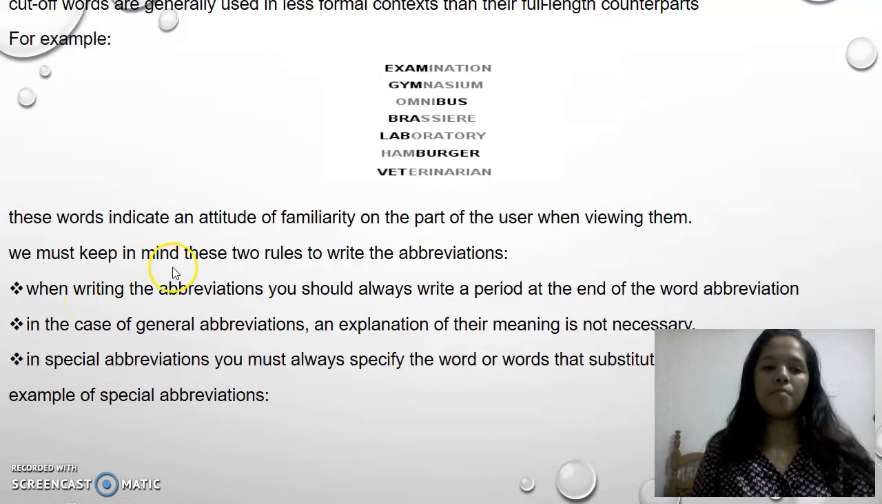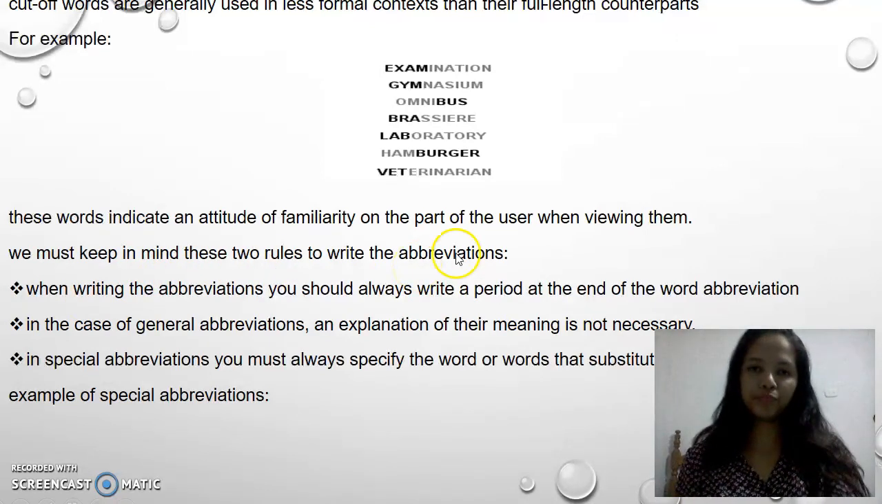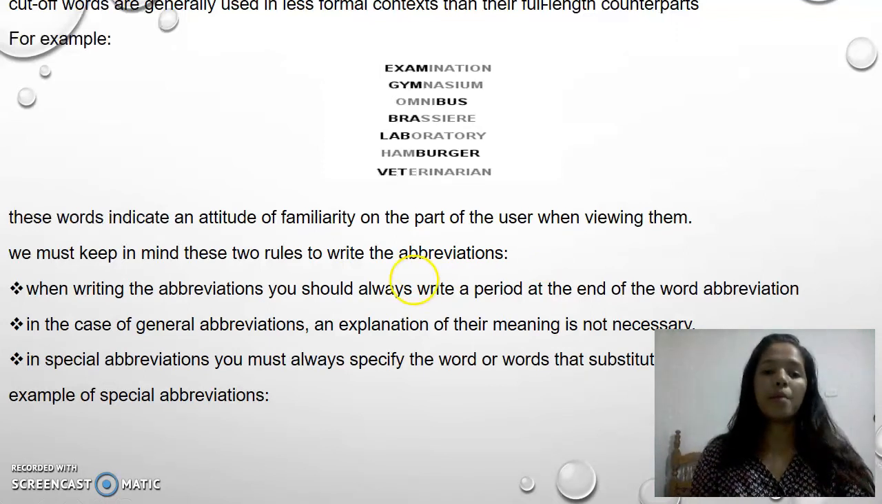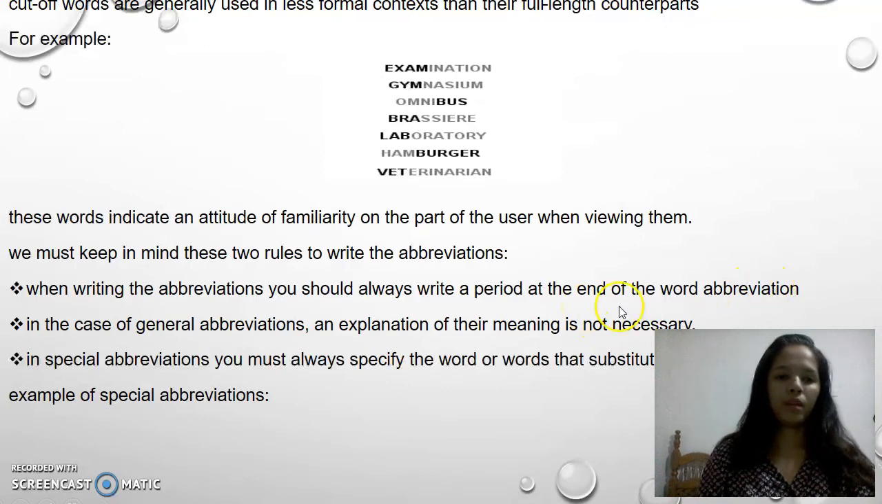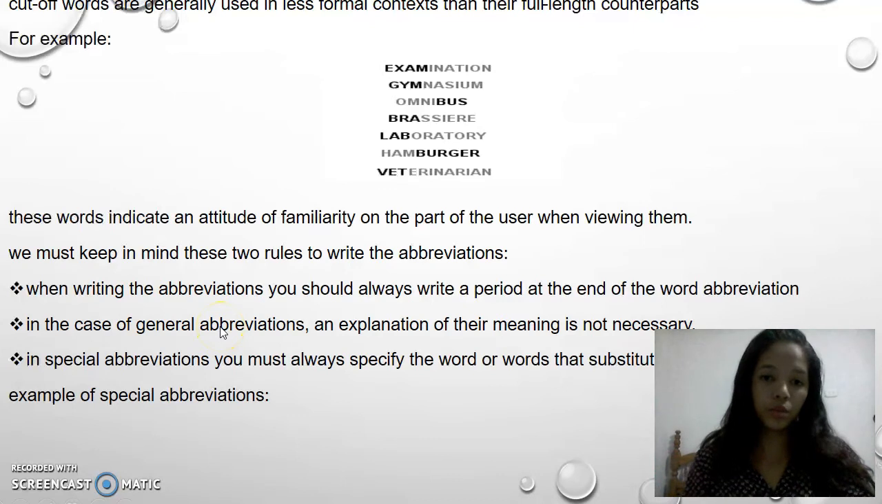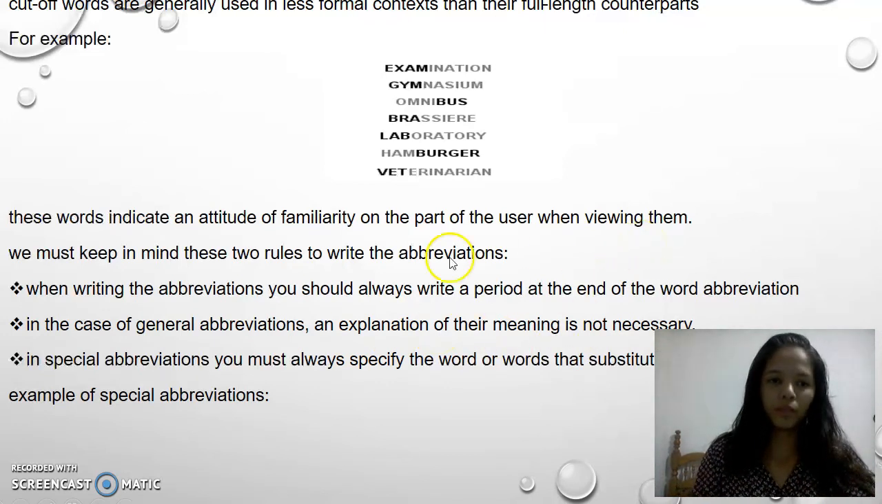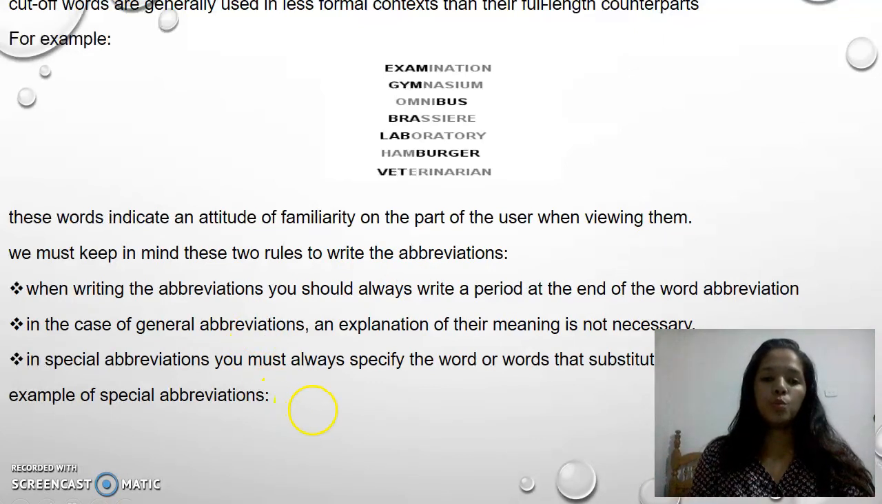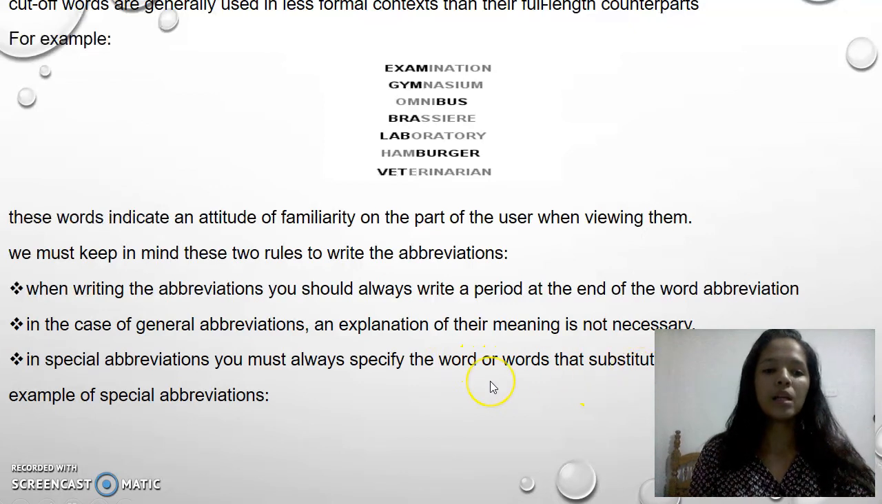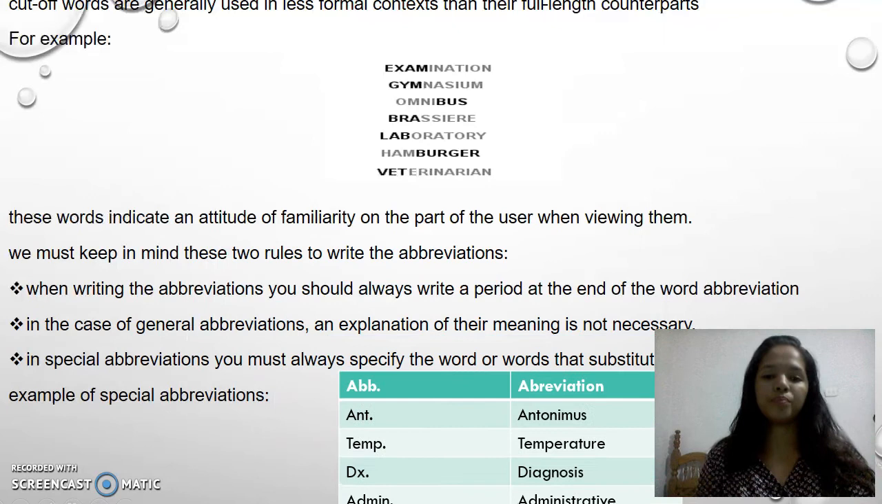We must keep in mind these two rules to write the abbreviation. One, when writing the abbreviation, you should always write a period at the end of the abbreviated word. Two, in the case of general abbreviations, an explanation of their meaning is not necessary. In a special abbreviation, you must always specify the word or words that it substitutes. Examples of special abbreviations: ant, antonym; temp, temperature; Dx, diagnostic.